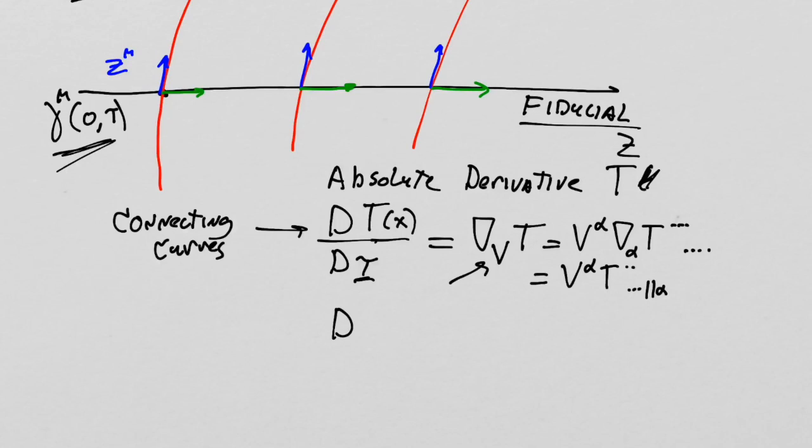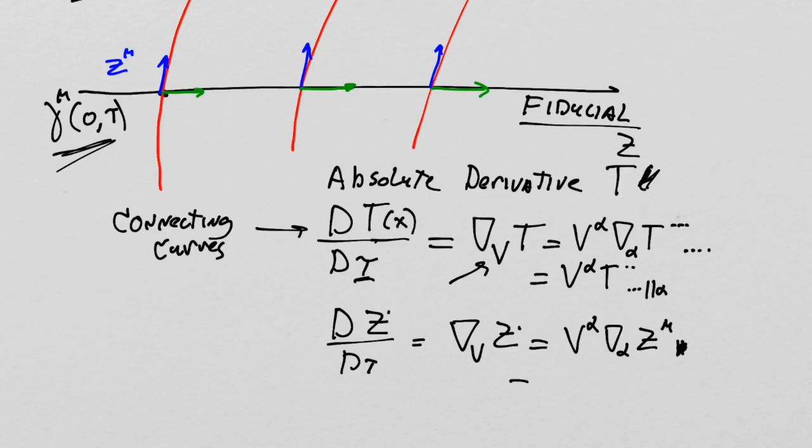In our circumstance, one of the things we're interested in is the absolute derivative of z mu, D z mu over d tau, which is going to be this guy. Actually, I have to keep this abstract. If I'm going to start abstract, I've got to keep it abstract. So then that can be written as v alpha partial alpha z mu, which is v alpha z mu double bar alpha. Okay, that's the absolute derivative.